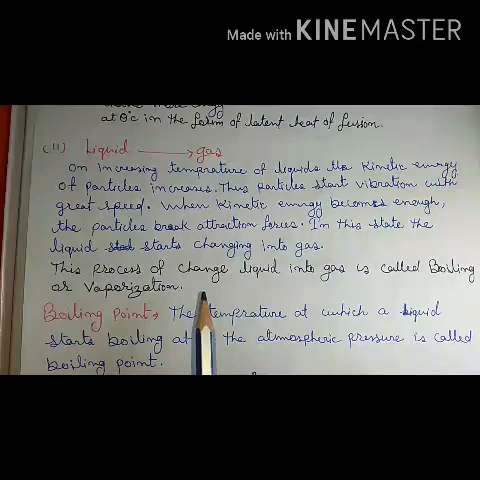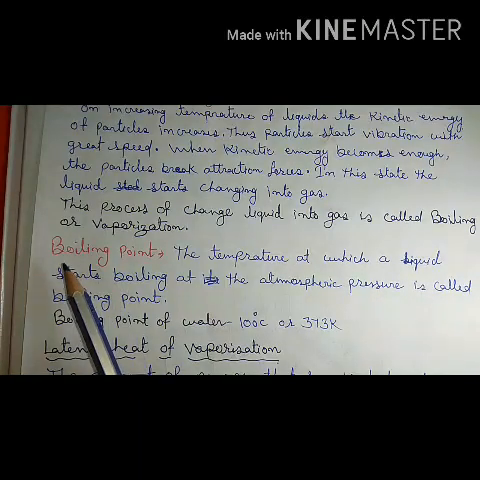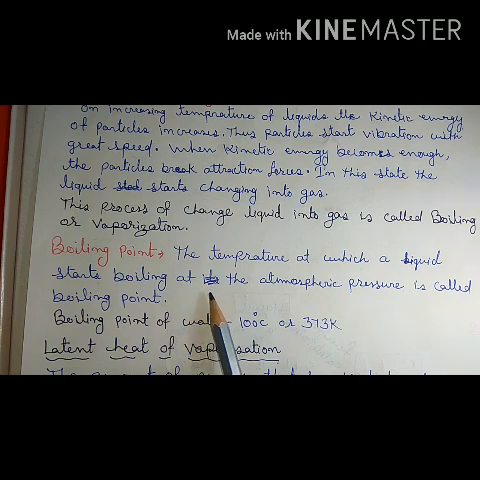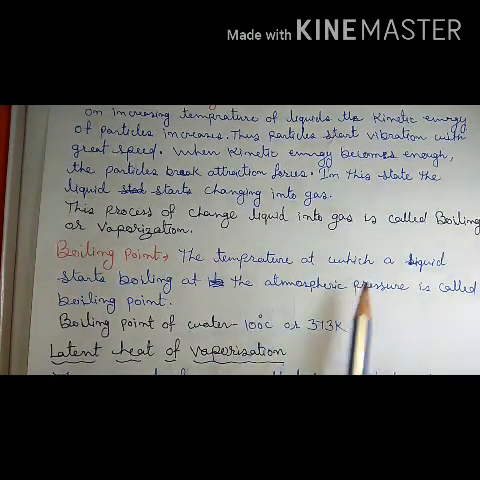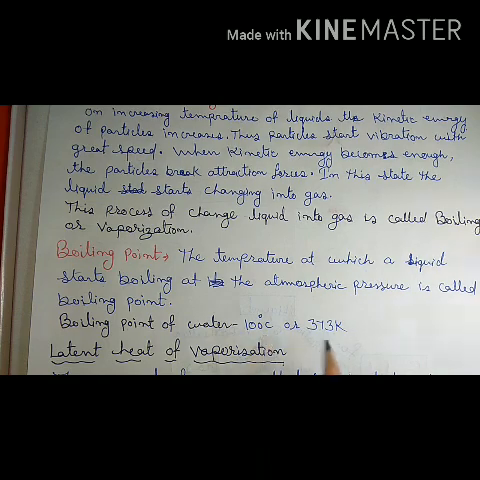This process of changing liquid into gas is known as boiling or vaporization. Similarly, like the melting point, we can also define the boiling point: the temperature at which a liquid starts boiling. The temperature at which a liquid starts boiling at atmospheric pressure is known as the boiling point. For water, the boiling point is 100 degrees Celsius or 373 Kelvin.